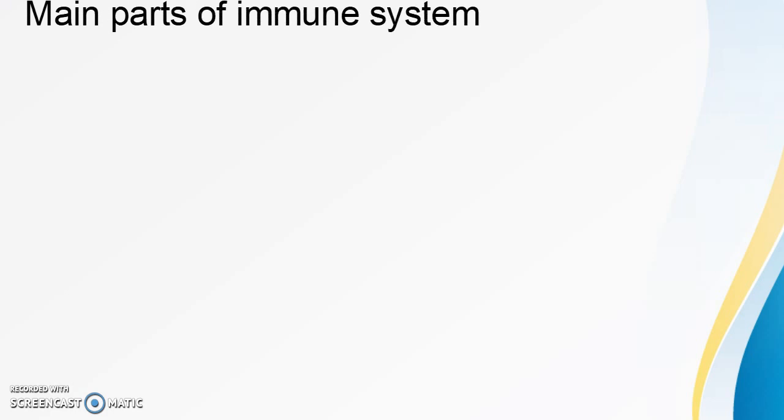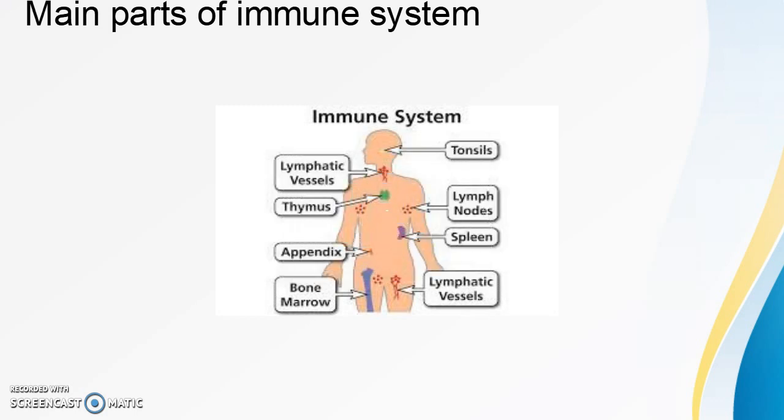Main parts of the immune system. The main parts of the immune system are white blood cells. White blood cells are the cells that are involved in protecting the body against both infection and foreign diseases. The white blood cells circulate around the blood and help the immune system fight off infections.